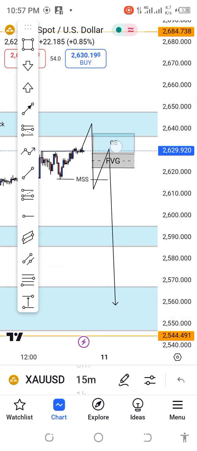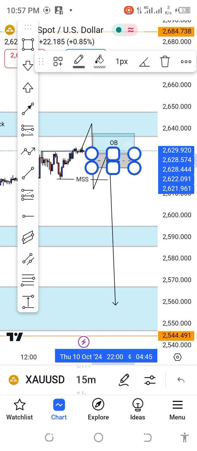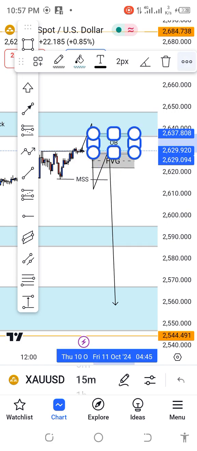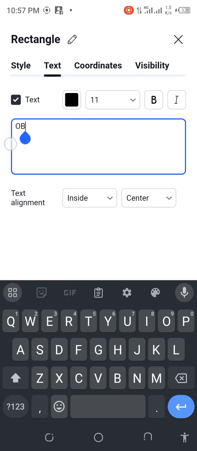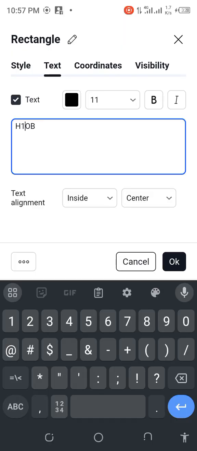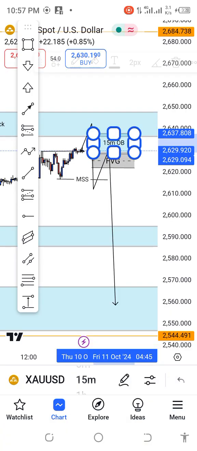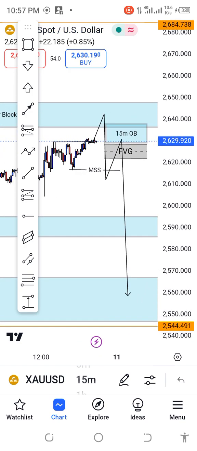Are you seeing? For me, I prefer to label it by time frame so that I won't confuse myself. So since this is 15 minutes, I just put my 15 minute there. I just say 15 minutes OB, that is our order block. Are you seeing?